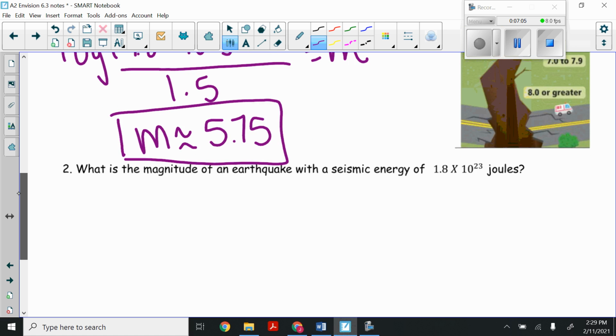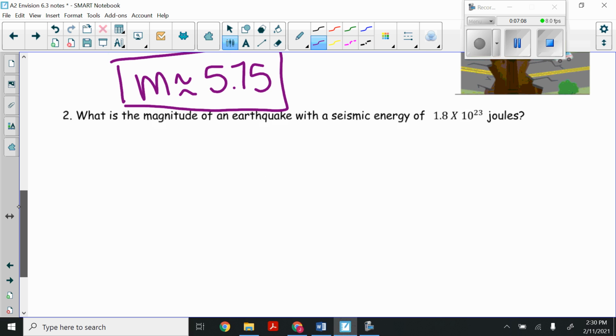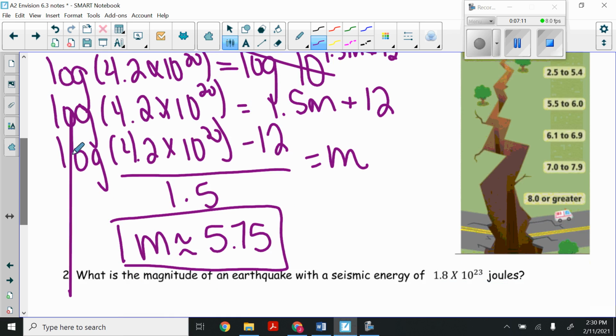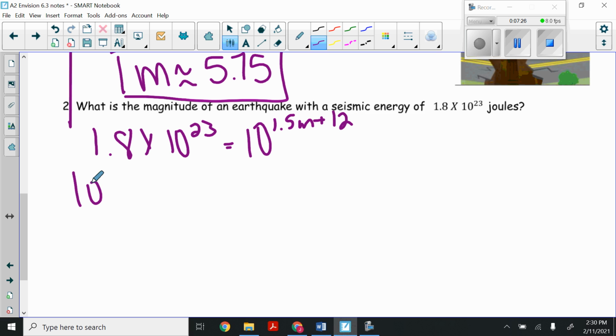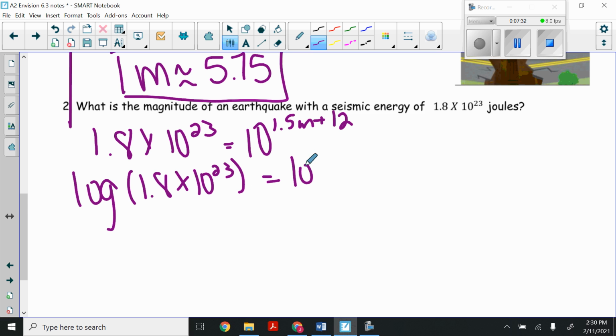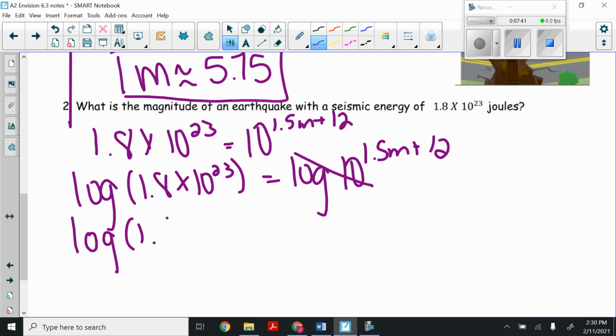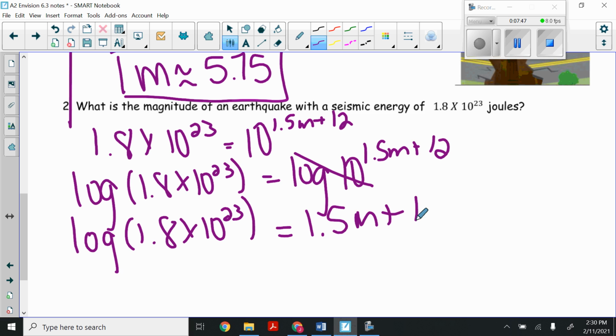We're going to do one more of those. What is the magnitude of an earthquake with a seismic energy of 1.8 times 10 to the 23rd joules? So 1.8 times 10 to the 23rd equals 10 to the 1.5 M plus 12. Again, I'm going to take the log of both sides. Again, the log of 10 goes away, it becomes just 1. So I have the log of 1.8 times 10 to the 23rd is equal to 1.5 M plus 12.